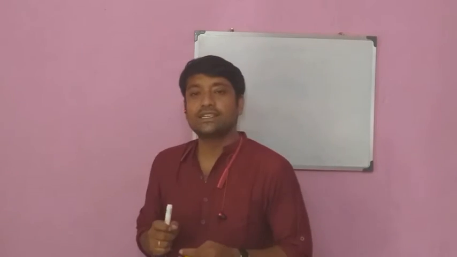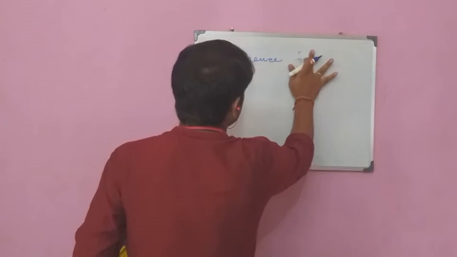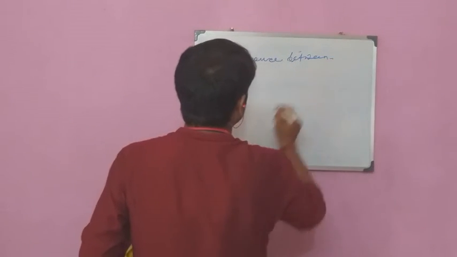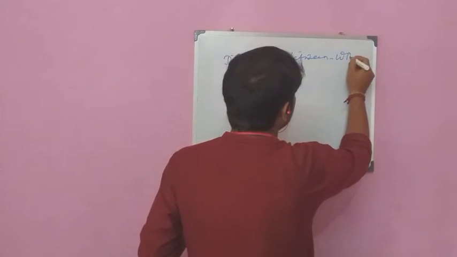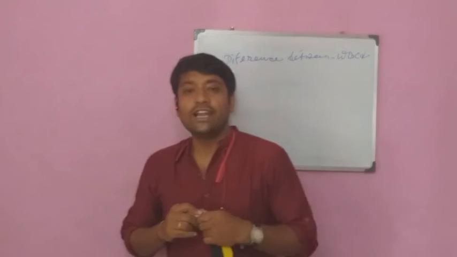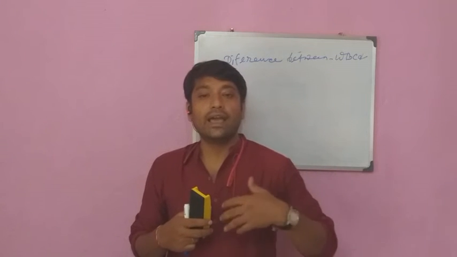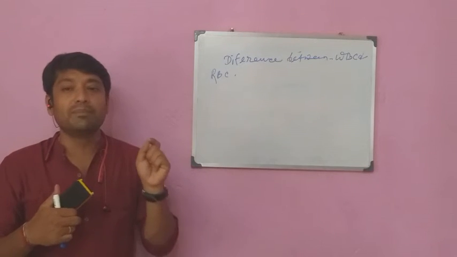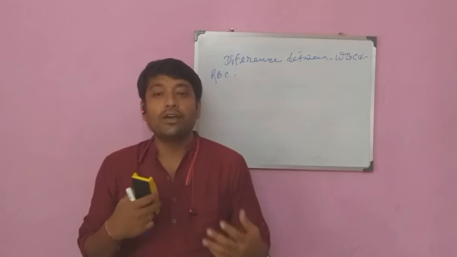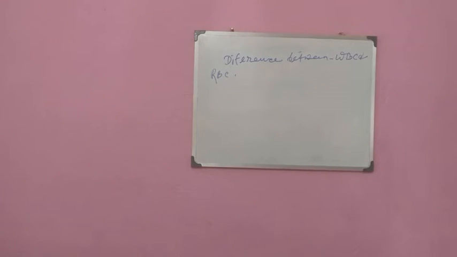Structural difference between white blood cells and red blood cells. Difference between WBC, I mean white blood cells, and red blood cells. Okay, so look students, white blood cells are amoeboid, and red blood cells are minute biconcave disc-like structures.